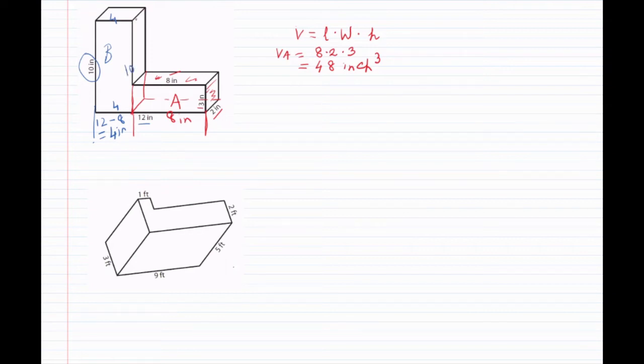Now look at this part. From the picture I can see this is 2. So this is also 2. This is also 2 and this is also going to be 2. Let's look at this prism now.